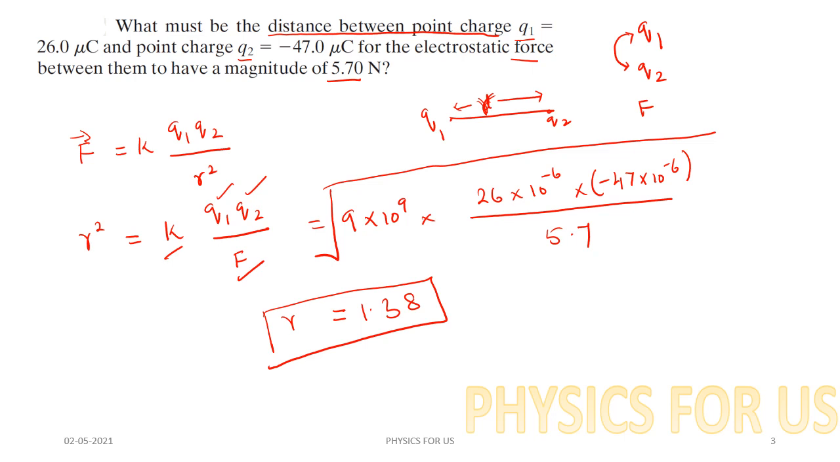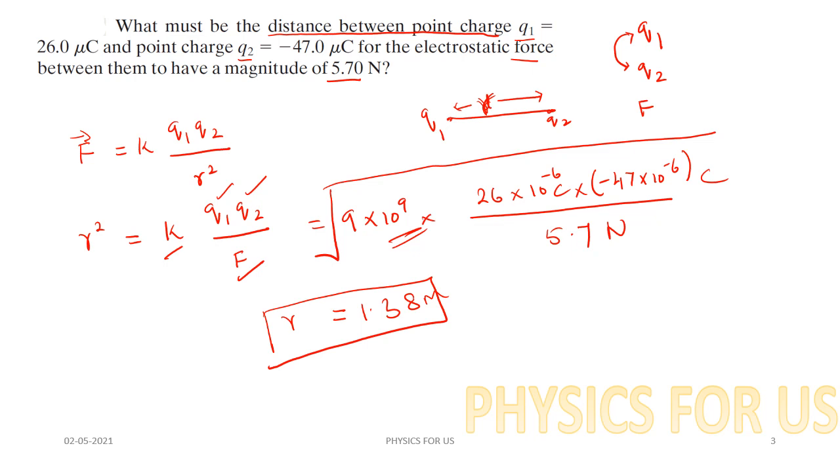So this is r, the distance between q1 and q2. We wrote everything in standard international units, since the charge is in coulomb, the force is in Newton, and 1 by 4 pi epsilon naught is also in standard international units, so we get r in meter. This is all about this problem.